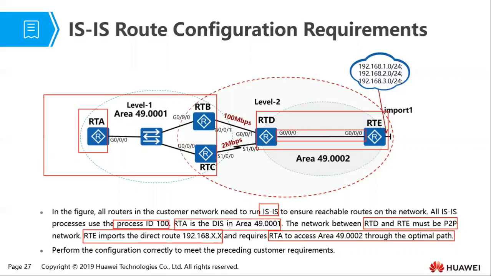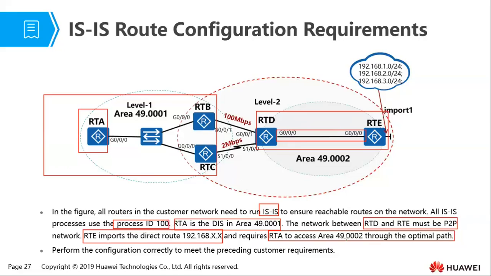Someone? The router priority, right? Yes, elections are done based on the router priority. Okay, then RTD and RTE must be PPP. We've already said that the reason for that is so that we don't have elections here, because after all, we only have 2 routers. Then RTE imports the direct route. So in IS-IS, you can also import external routes into IS-IS.